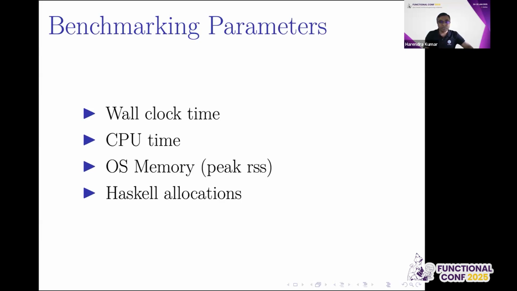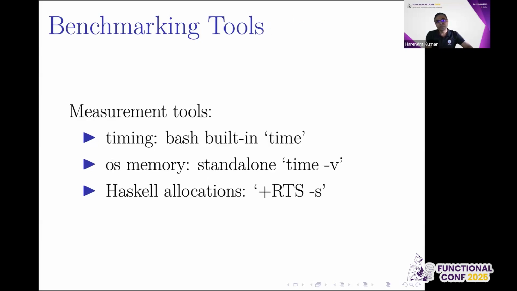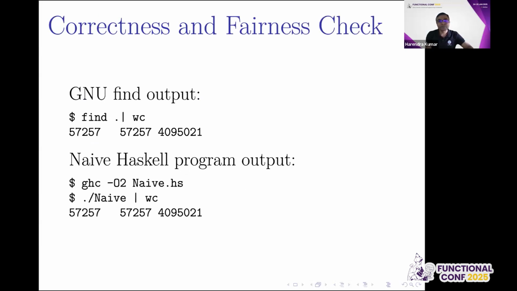Now, what are the parameters against which we are benchmarking? We'll measure the wall clock time, the CPU time, the amount of memory it takes, the peak resident set size, and the number of Haskell allocations for performance improvements. Now, what are the benchmarking tools that we are using? We're using the bash built-in time command for measuring the CPU time. For measuring OS memory, we'll use the time -v standalone command, not the built-in one. And for Haskell allocations, we'll use the +RTS -s RTS options.